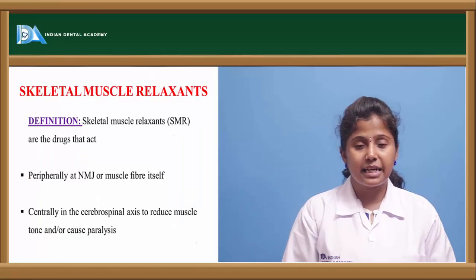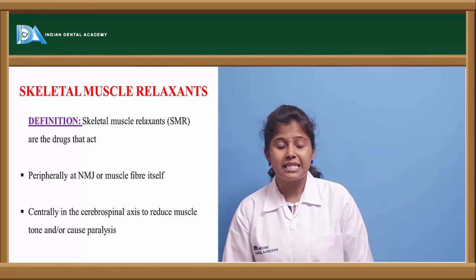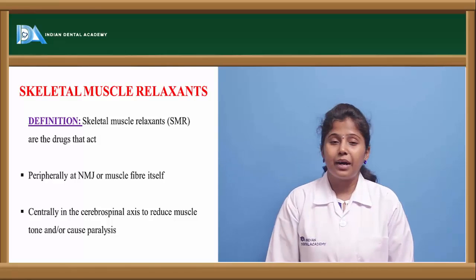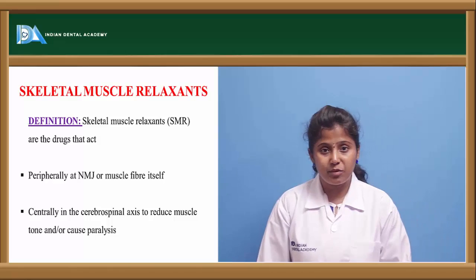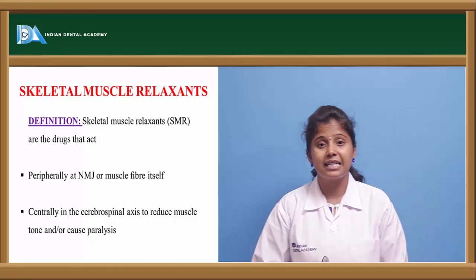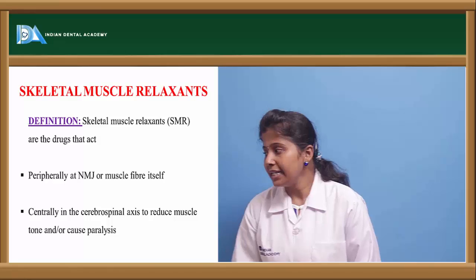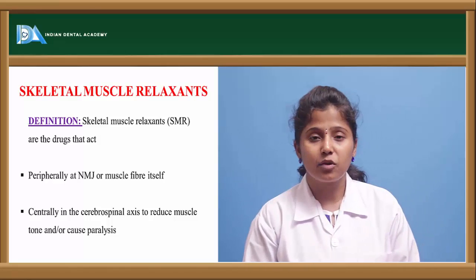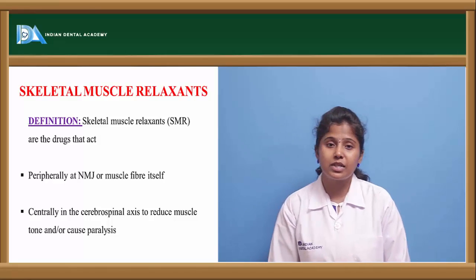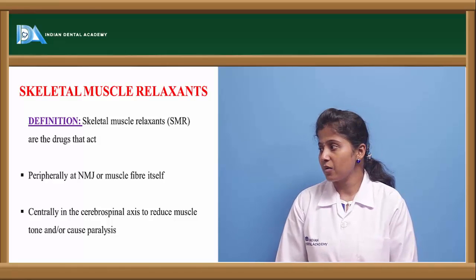What are skeletal muscle relaxants? These are the drugs which decrease the tone of the muscle, or relax the muscle, or produce the relaxation state of the muscle. They act especially at the NMJ receptors, thereby leading to the blockade of the receptors, and centrally they act in the cerebrospinal axis. Thereby they reduce the muscular tone, and sometimes they may even cause paralysis of the muscle also.